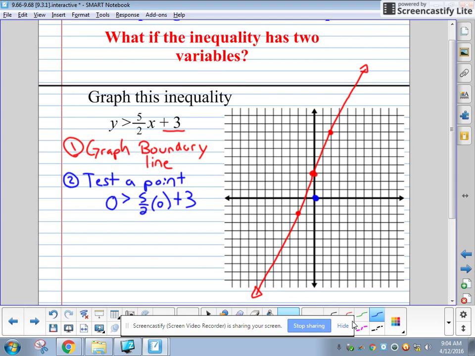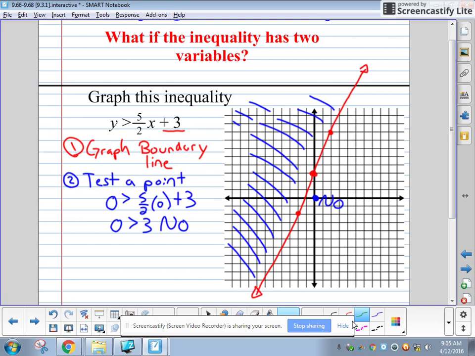5 halves times 0 is 0, and 0 plus 3 is 3. So then I have to ask myself, is 0 greater than 3? And that's a no. So this tested point is not an answer to my inequality, so I want to shade on the other side of the inequality because I'm shading in solutions. If you want to make sure you're right, you could pick a point over here in your shaded area to see if those are solutions.